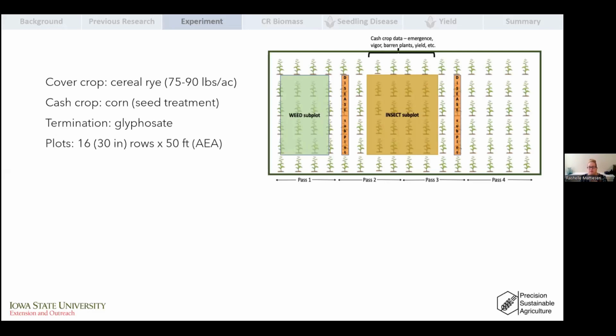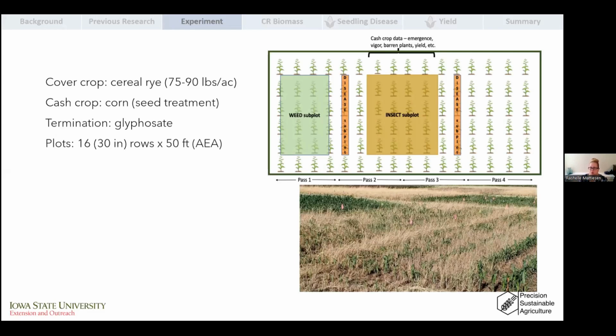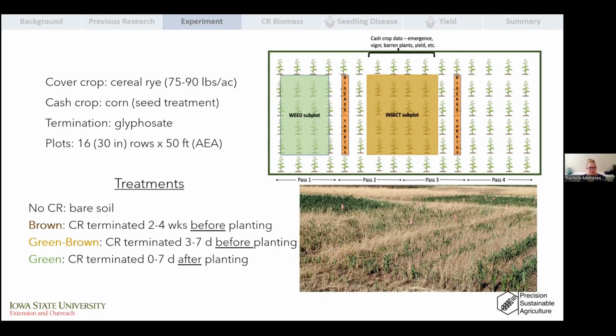So this is a figure of kind of what our plot looked like, where we took the different sampling. As you can see, the 2 bars are for disease, the subplots where we did destructive sampling, and we took a lot of data for this experiment. But for the yield, we took yield from the 4 center rows where we did not do destructive sampling. So this is a picture of some of the plots in 2021, what they look like a couple weeks after termination, and what the treatments were for this experiment.